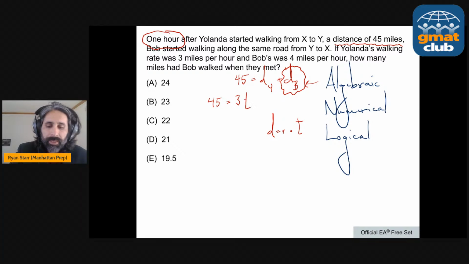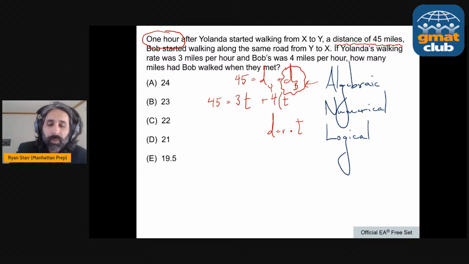So we'll call Yolanda's time t. All right. We know that Bob is walking 4 miles an hour. So we're going to replace his distance with a certain rate, 4 miles an hour in a certain time. We don't know his time either, but we do know that he starts walking 1 hour after Yolanda starts walking. And this is a tricky thing. This is part of the reason that the algebra is sometimes not the ideal way to go, because one false move in algebra and you're toast.